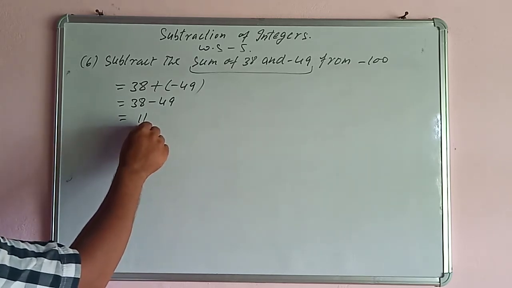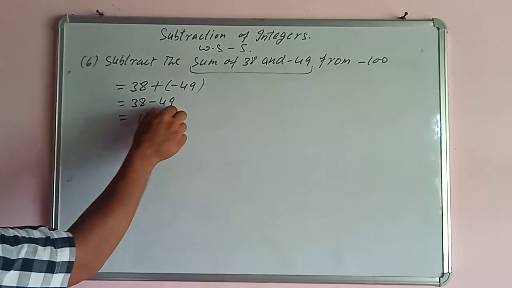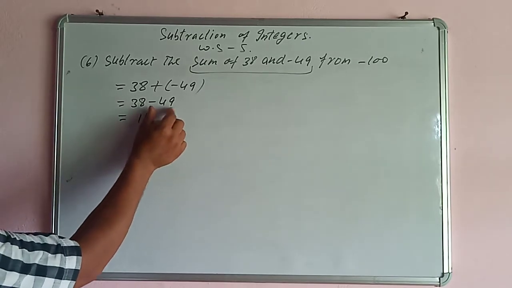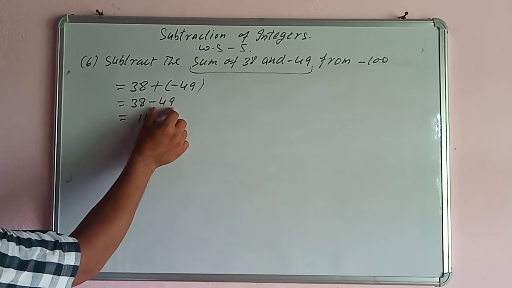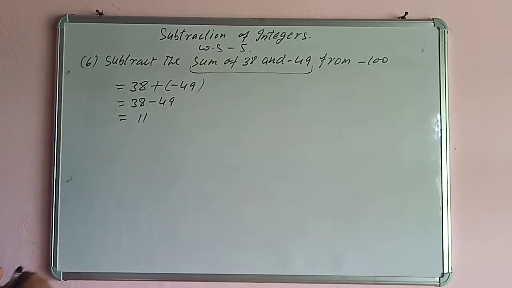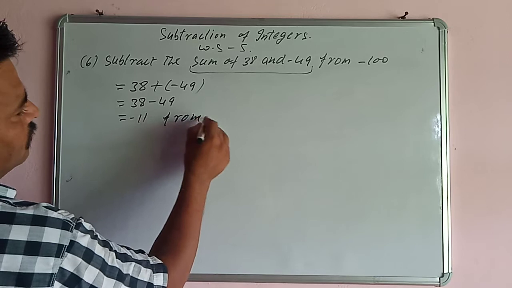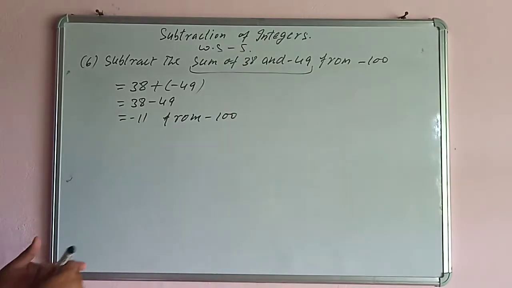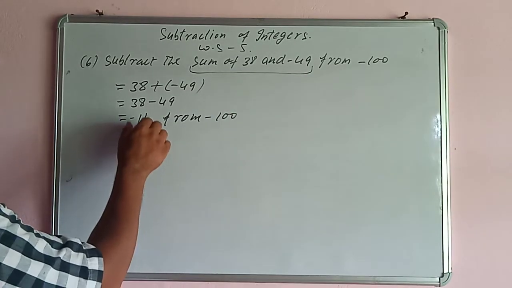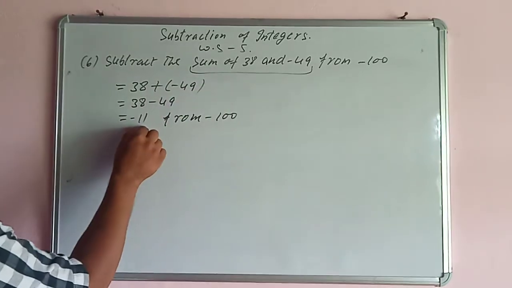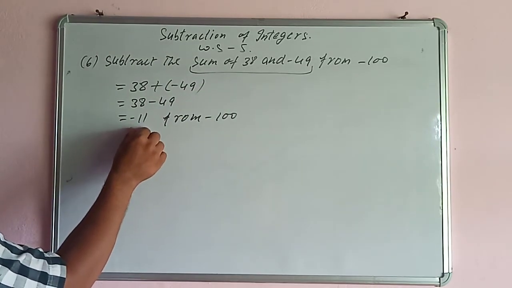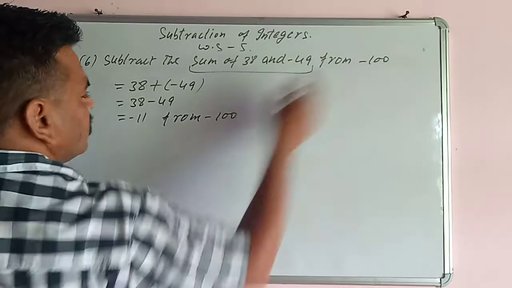So now what is the answer? It is positive 11 or negative 11. So it depends upon the symbol of greater value. So the greater value integer has negative symbol. So our answer is minus 11. So now question is minus 11 from minus 100. So this is now the second part. First of all, we have found the sum. This is the answer of sum from minus 100.